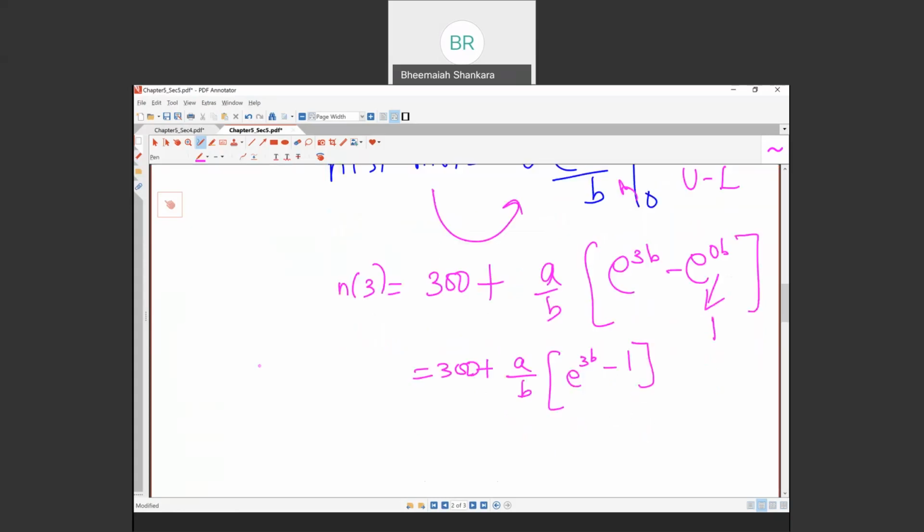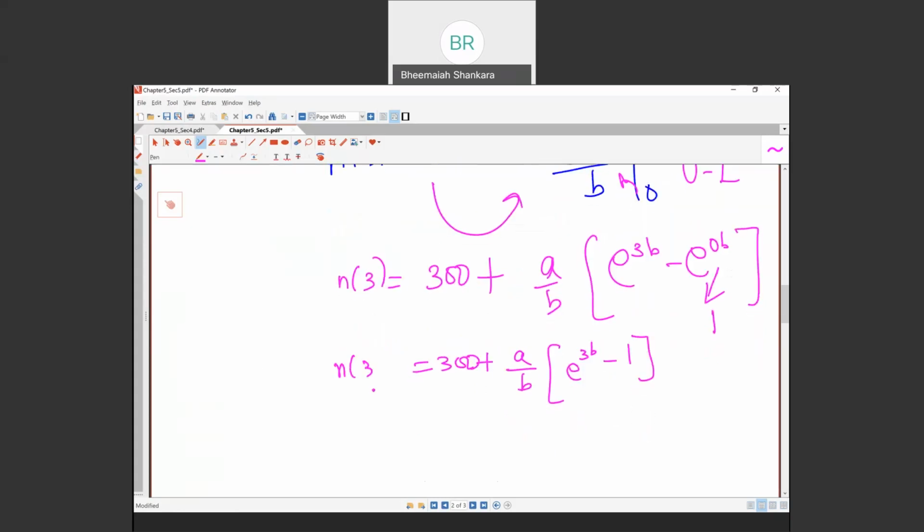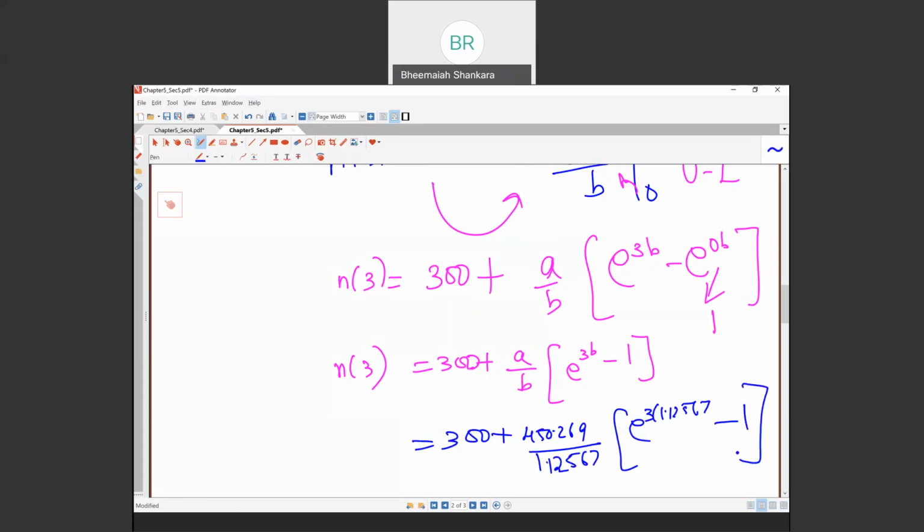Now that you're almost done, you're good to plug in the a, b values. You don't want to simplify further, so you plug in where a is 450.269, b is 1.12567, e to the 3b, which is 3 times 1.12567, and then you have this negative 1. So the number of bacteria after 3 hours will be this much.